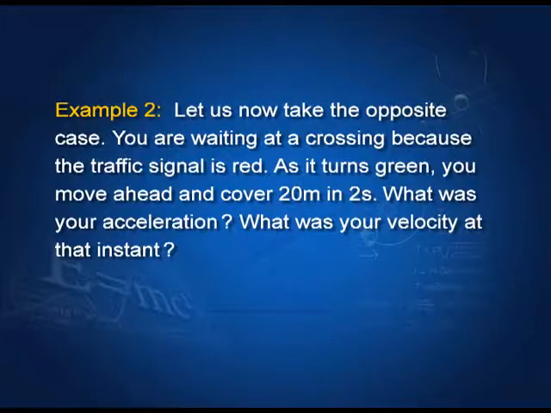Let us take the opposite case now. You are waiting at a crossing because the traffic signal is red. It is good to wait for the signal to become green. As it turns green, you move ahead and cover 20 meters in 2 seconds. What was your acceleration? What was your velocity at that instant?